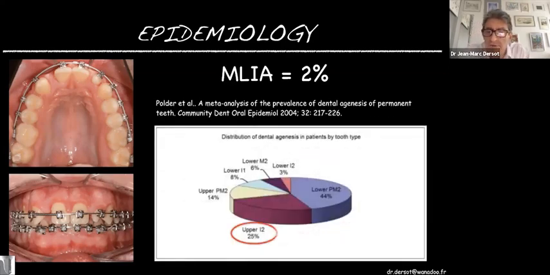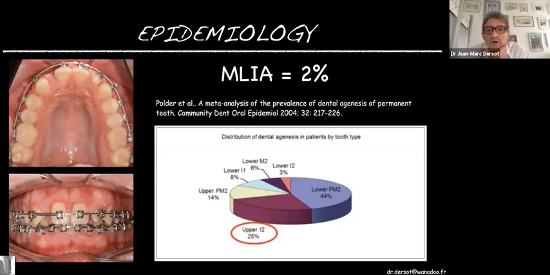And concerning all the agenesis, the lateral incisor in the upper jaw is the second most frequent. As you can see, the first one is the second lower premolar, after the maxillary lateral incisors, followed by the second upper premolar, lower central incisors, lower second molar, and finally, lower lateral incisor.